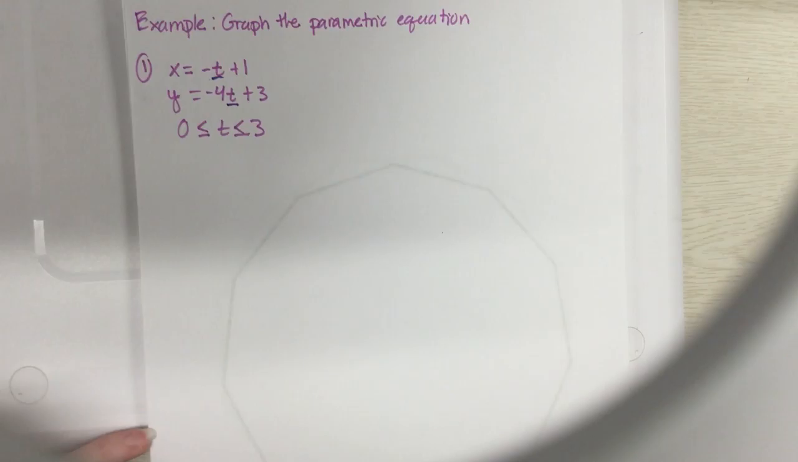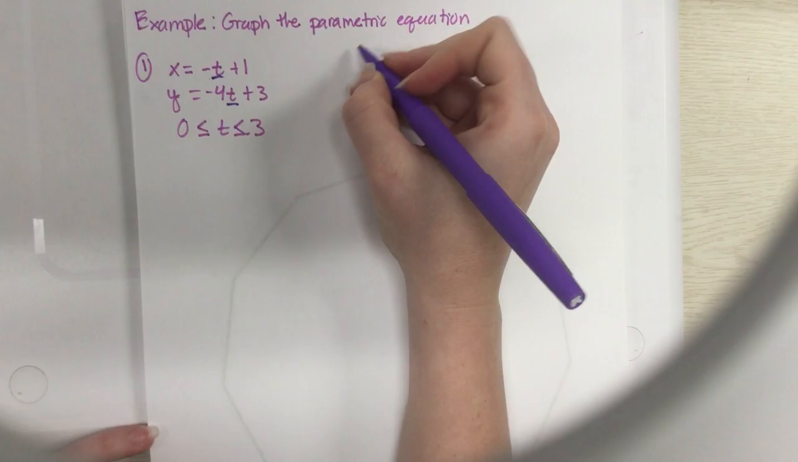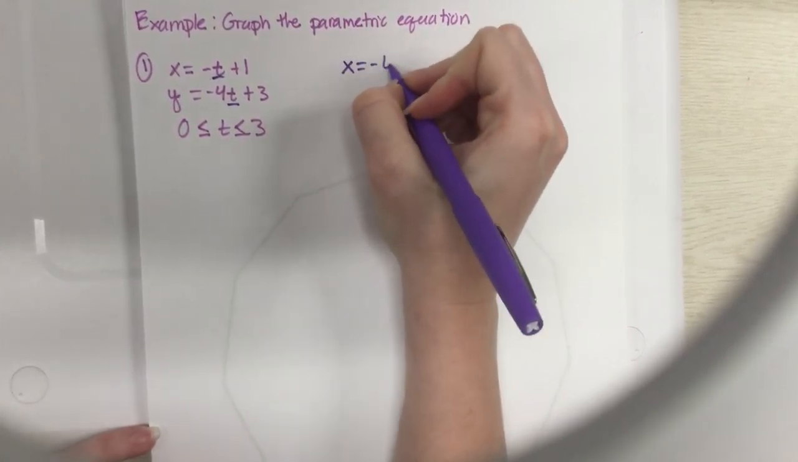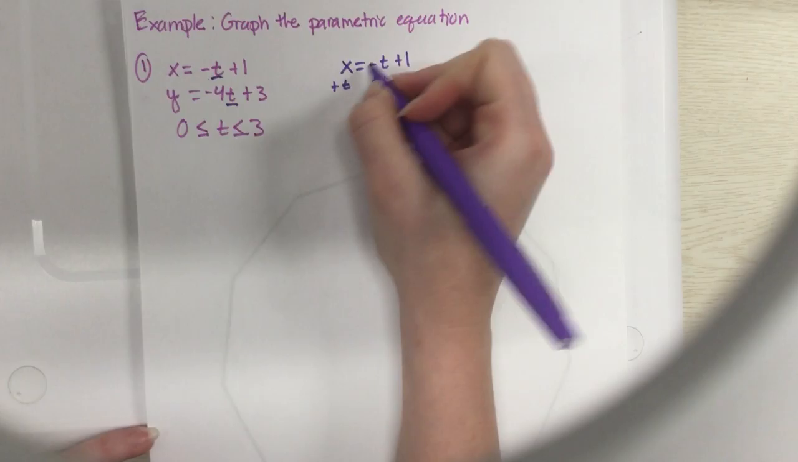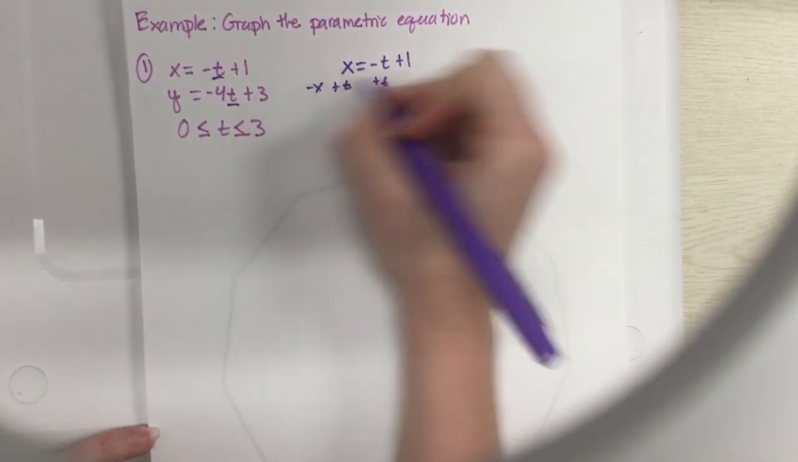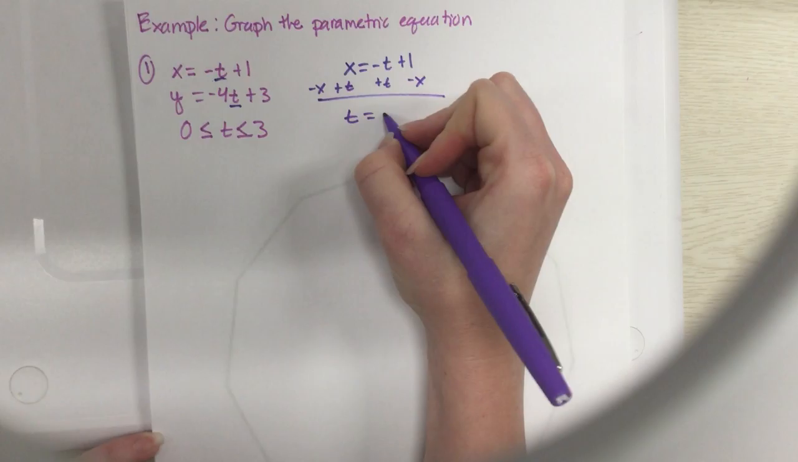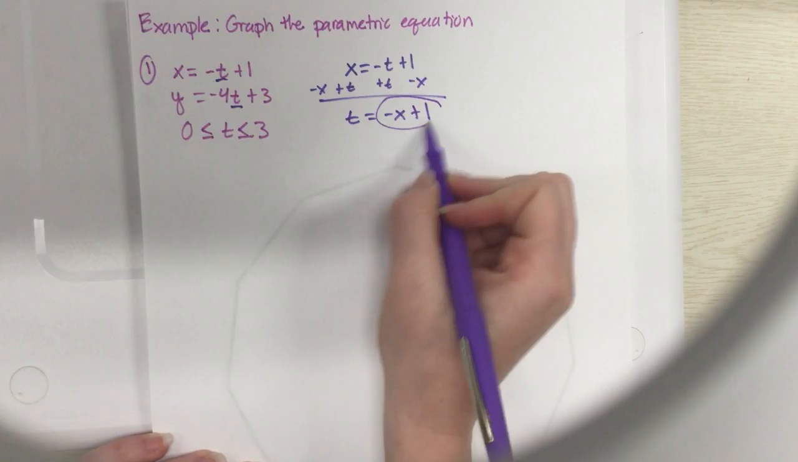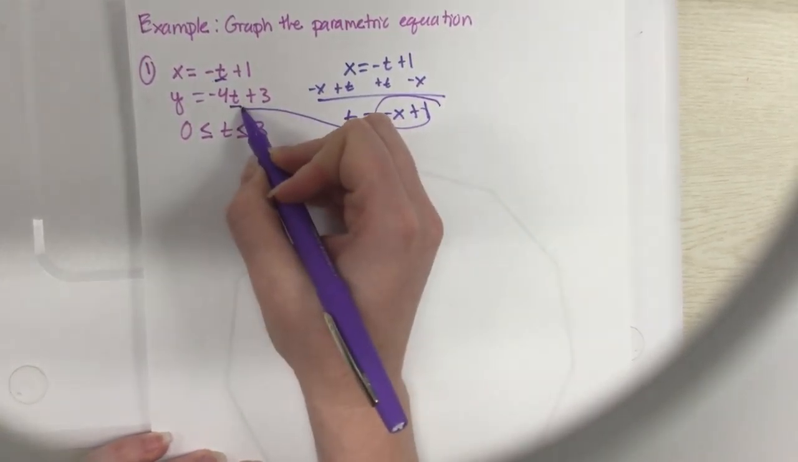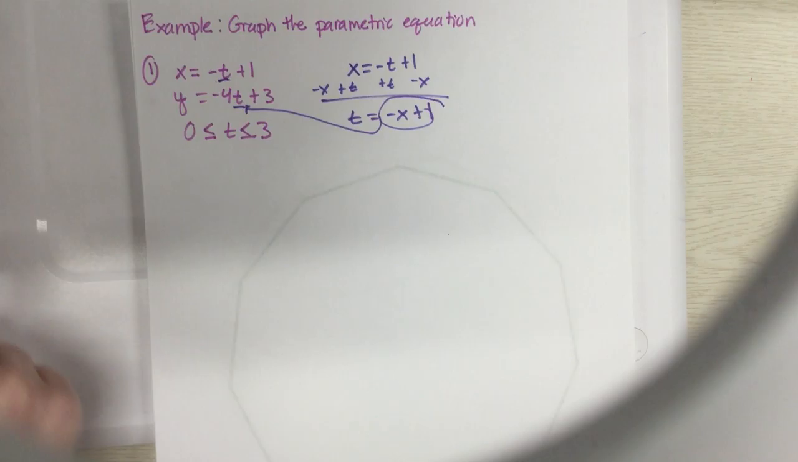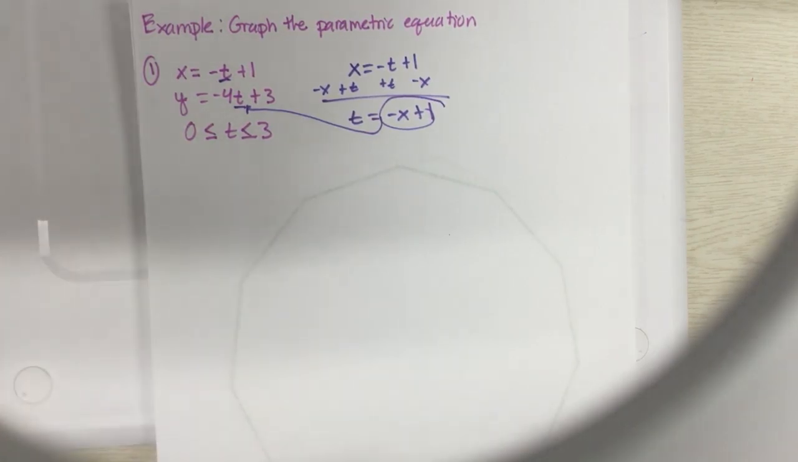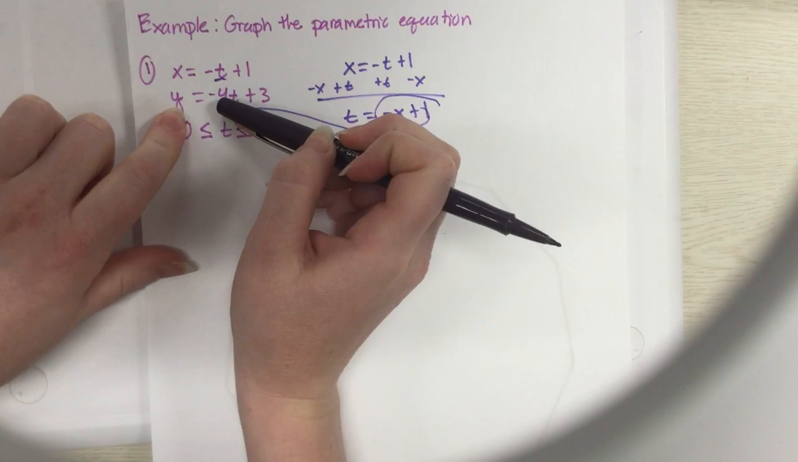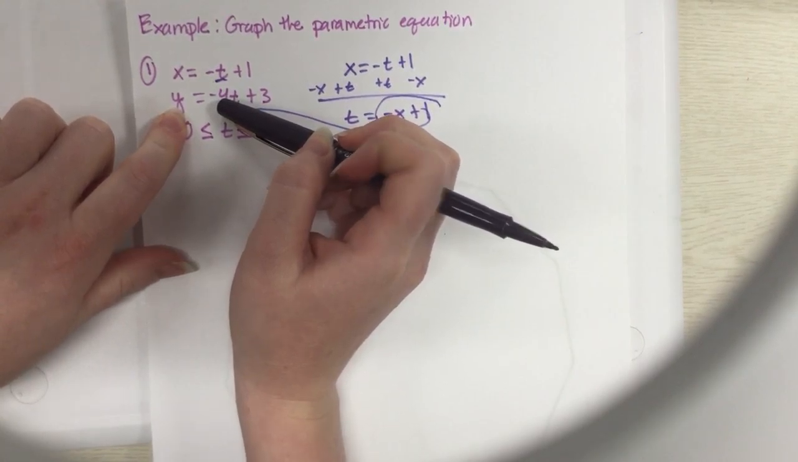So the way we're going to get around that is, see, we have a t in both equations. So I'm going to go ahead and solve for that t. Starting with x equals negative t plus 1, I'm going to add a t over, and I'm going to subtract an x. And so I have t equals negative x plus 1. That's what t equals, and I'm just going to plug this right in, because remember, when you graph things your entire life, you always had y equals. So we want to solve for t in terms of x, so that we can plug it in and get y equals something.